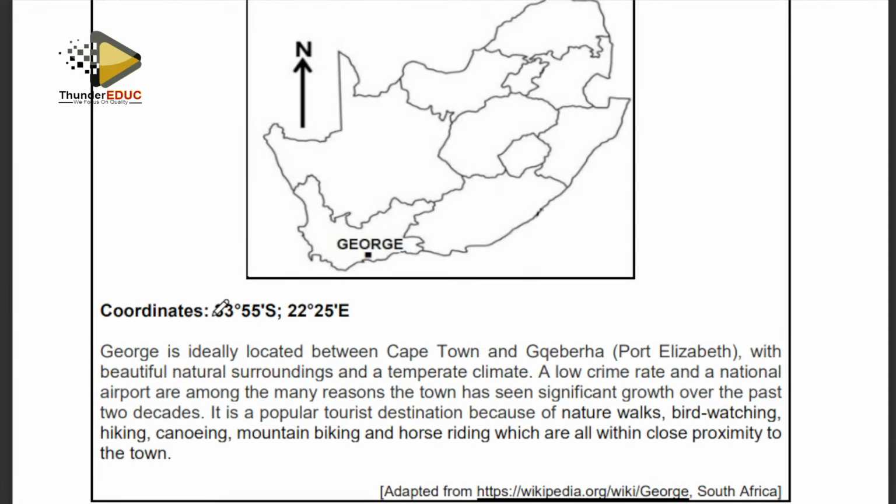But remember, before you look at George, you need to know the information there. George is ideally located between Cape Town and Port Elizabeth, with beautiful natural surroundings and a temperate climate, a low crime rate, and a national airport are among the many reasons the town has seen significant growth over the past 2 decades. It is a popular tourist destination because of the nature walks, bird watching, hiking, canoeing, mountain biking, and horse riding, which are all within close proximity to the town.